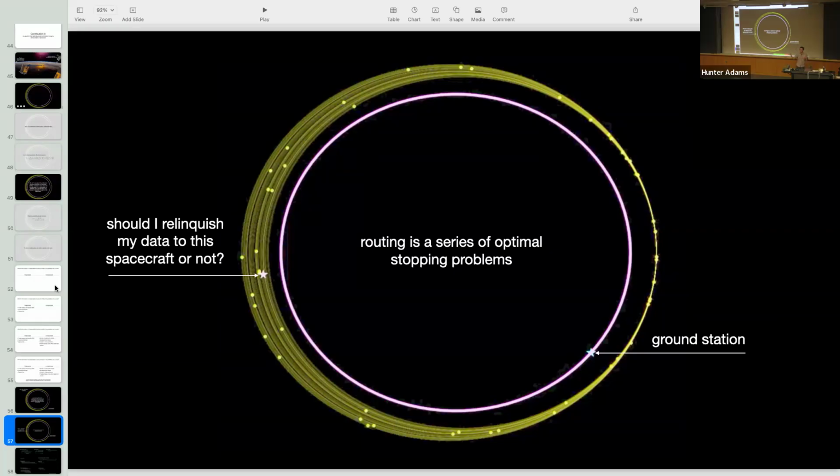And so you can frame these kinds of problems this way. It's a very analogous problem here. This chipsat, it's moving in the direction of the ground station. It doesn't know when it's going to get there. It's encountering these other chipsats on the way. At what point should it relinquish its data? Or should it ever relinquish its data?